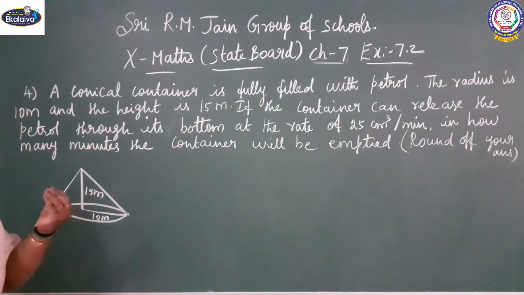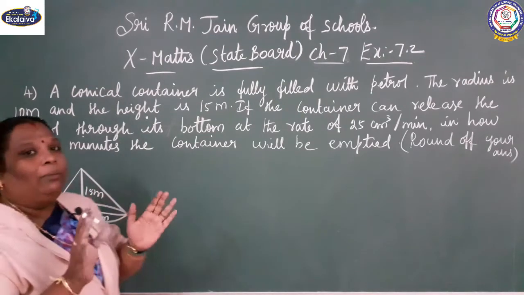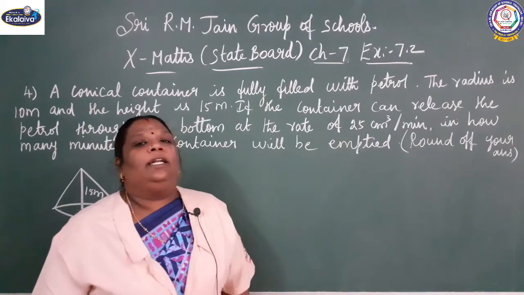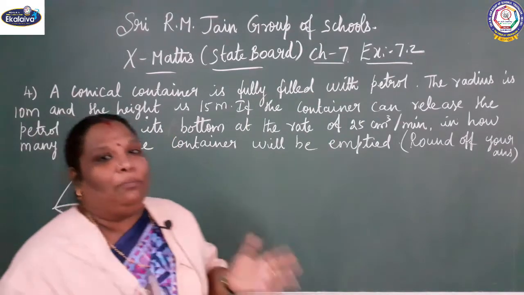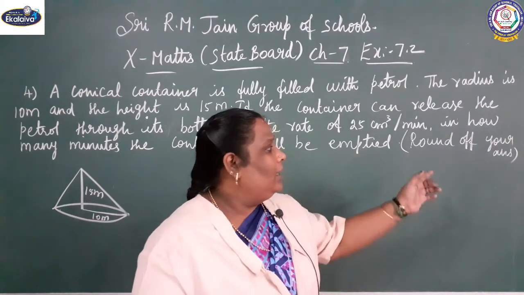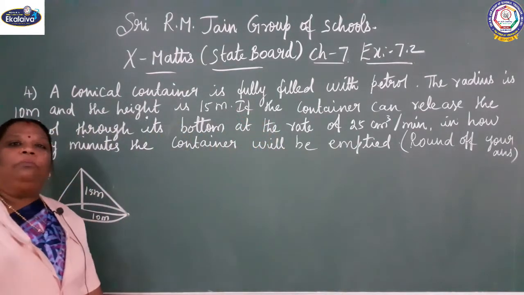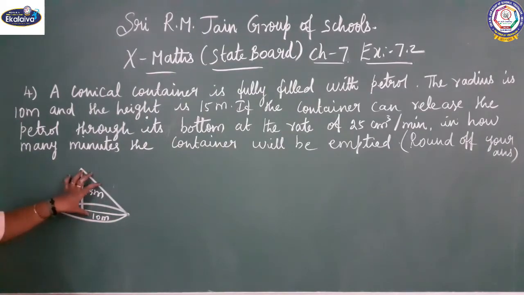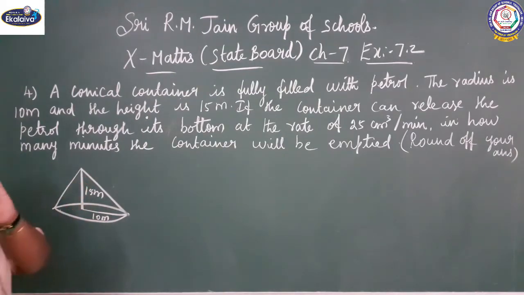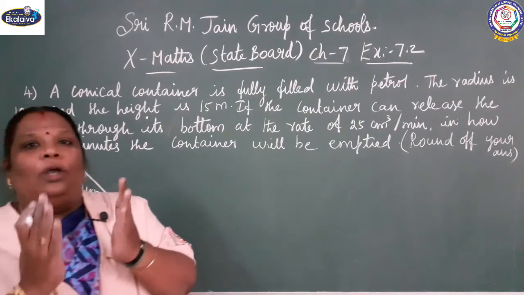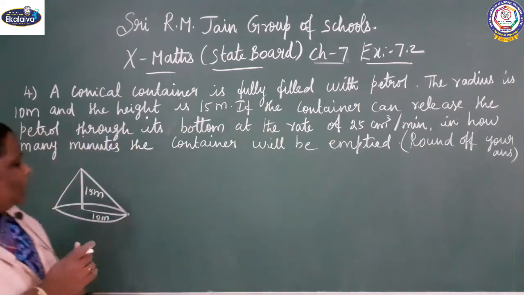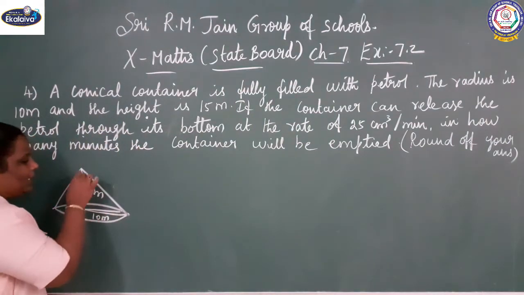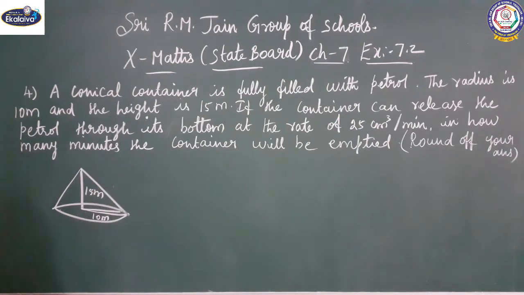If the container can release the petrol through its bottom at a rate of 25 centimeter per minute, in how many minutes will the container be empty? You can round off your answer to the nearest minute. You can take this cone as a volume because the cone is filled with petrol. You can imagine the conical flask is filled with petrol. That radius is 10 meter and the vertical height is 15 meter.